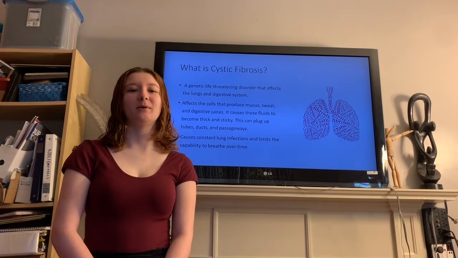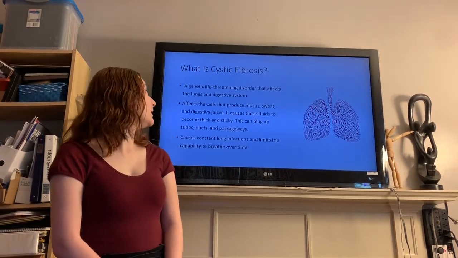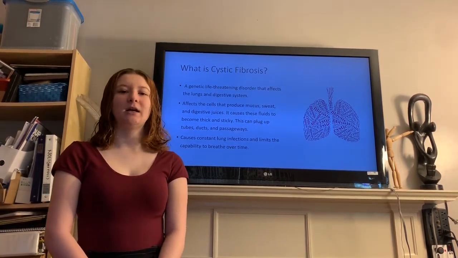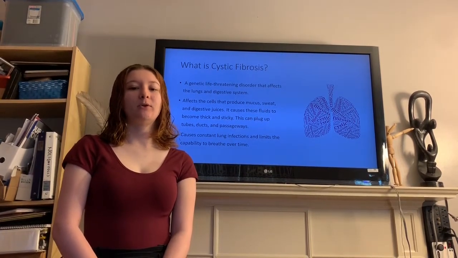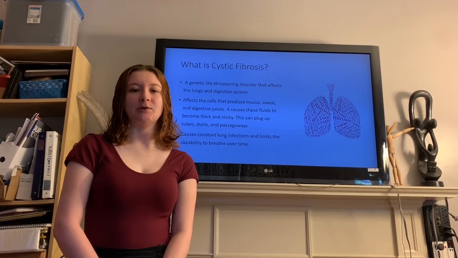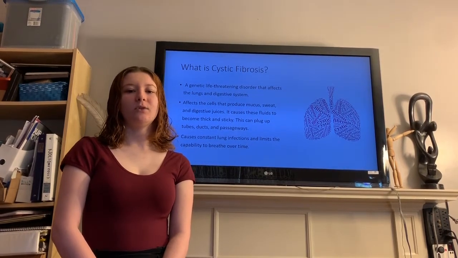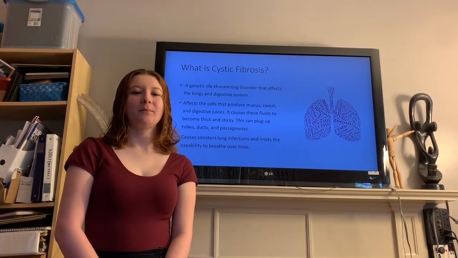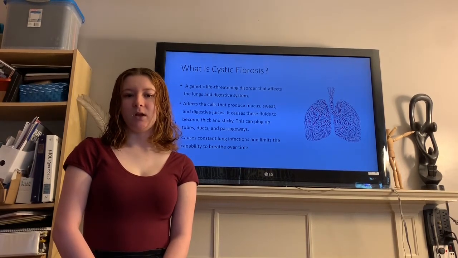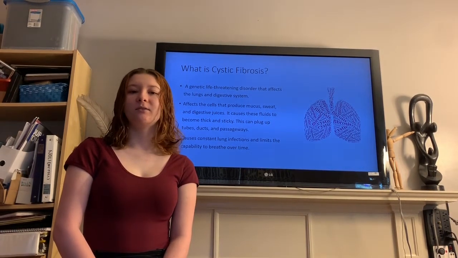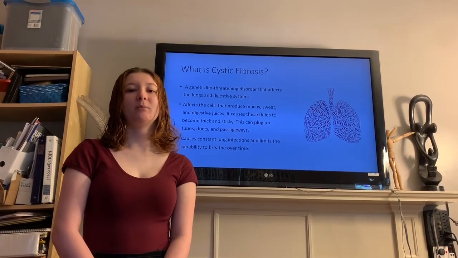What is cystic fibrosis? Cystic fibrosis is a genetic, life-threatening disorder that affects the lungs and the digestive system. It affects the cells that produce mucus, sweat, and digestive juices. It causes these fluids to become thick and sticky. This can plug up tubes, ducts, and the passageways of the lungs. It causes constant lung infections and limits the capability to breathe over time.